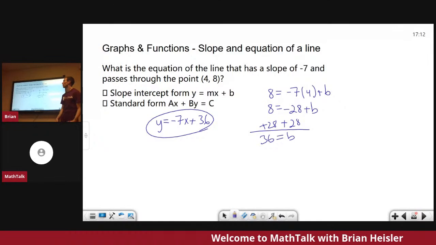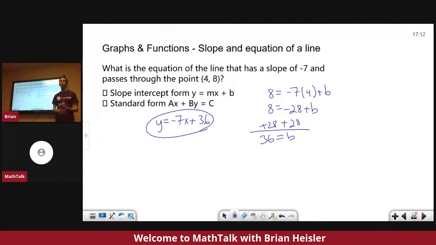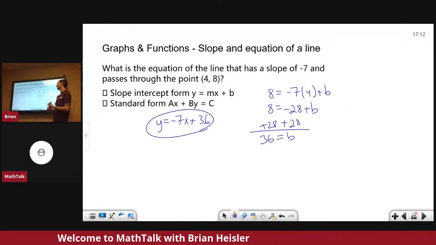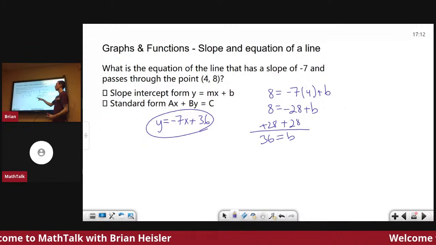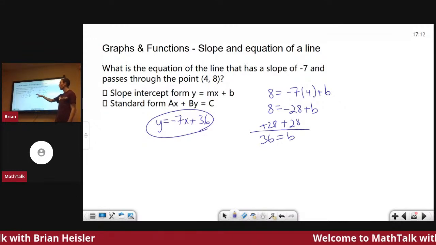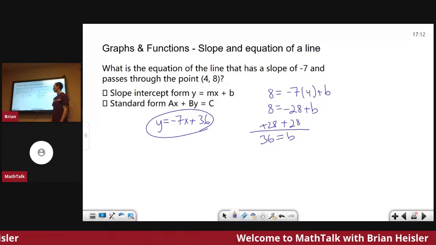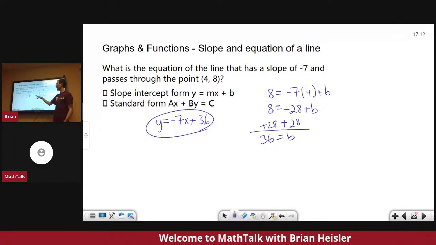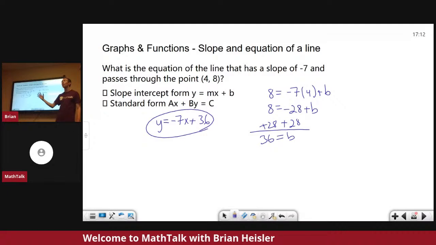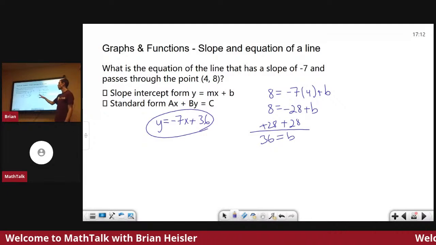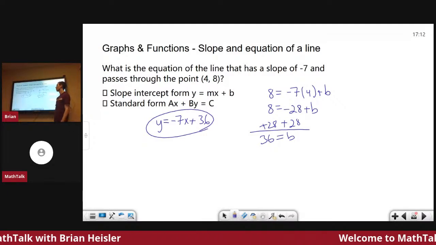Now the standard form. Sometimes you see answers in what's called standard form, ax plus by equals c. And so what I can do is manipulate this equation a little bit to turn it into standard form. Basically, I need to get the x term and the y term on one side and the c, which is usually just a number, on the other.